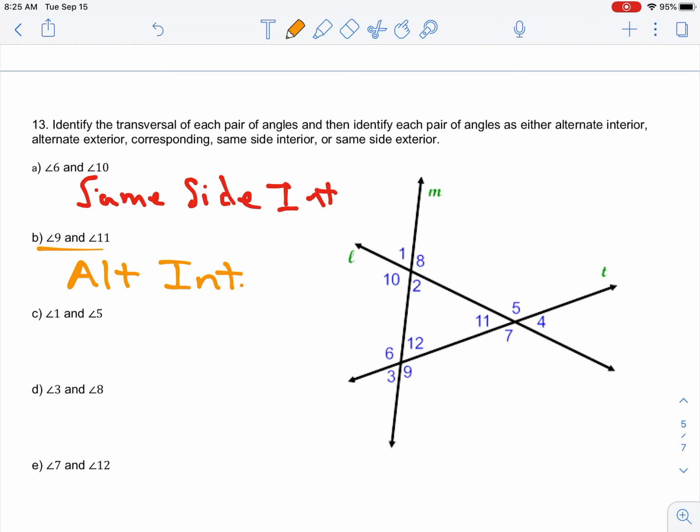All right, let's look for 1 and 5. Let's change colors to blue this time. I see 1 up here, and I see 5 over here. Notice they are not both inside those lines. I have 1 outside and 1 inside. If we have 1 outside and 1 inside, and they're both on the left side of the line, we call them corresponding angles.